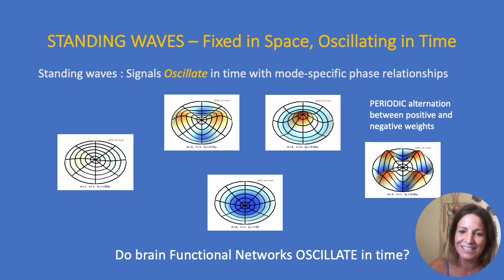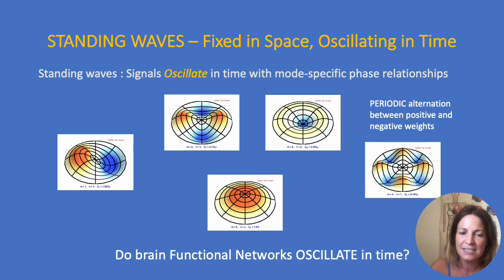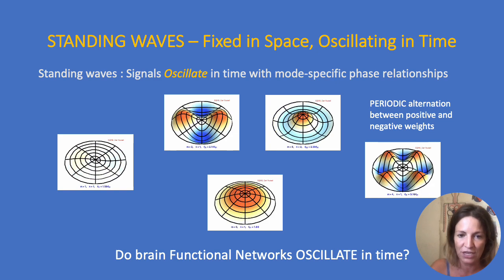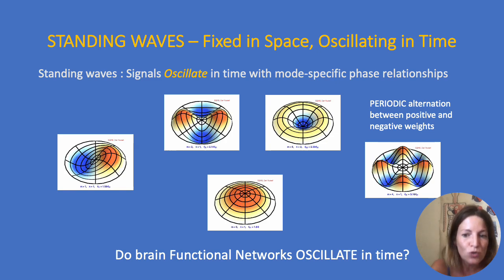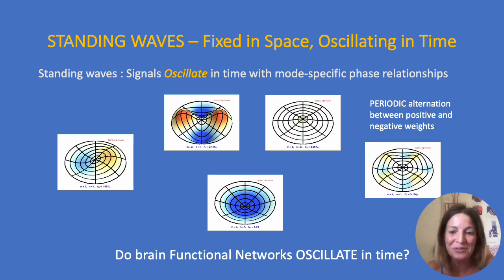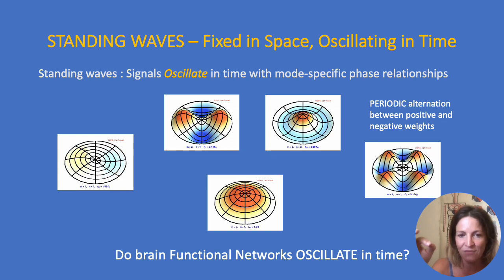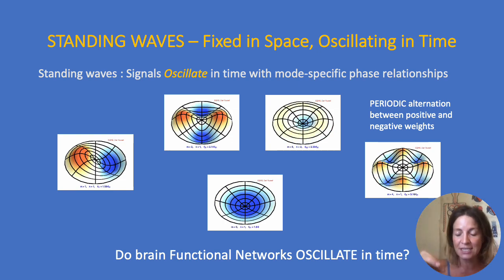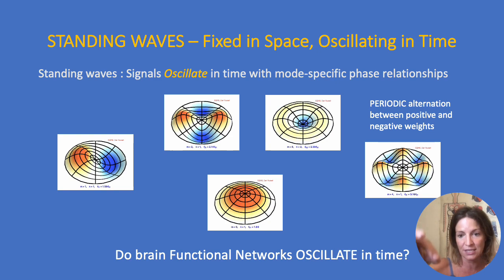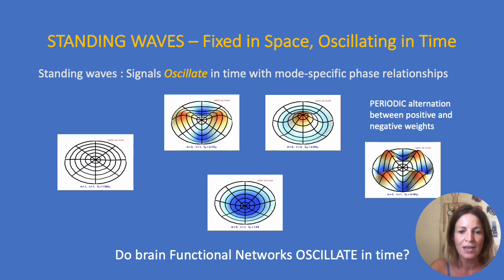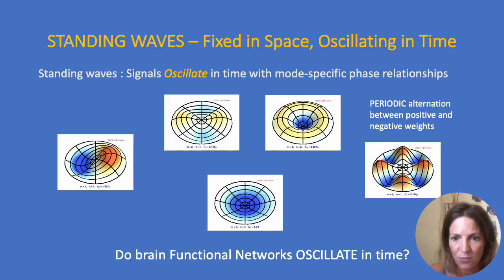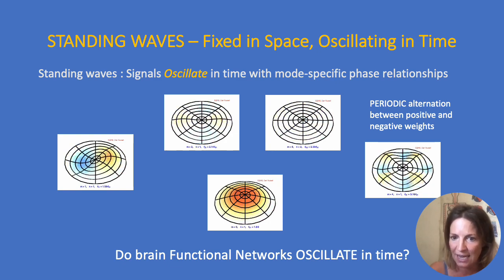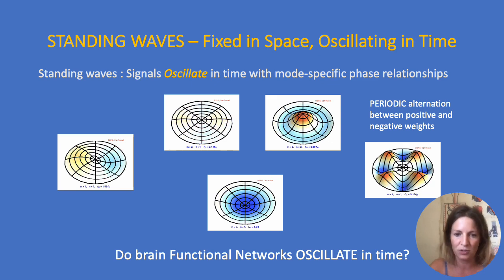Now, there's one thing that is usually not fully addressed, which is that in standing waves, the signals oscillate in time with very specific phase relationships. Which means that some voxels or some units in the system, so this is a continuum system, where some parts of the system will synchronize or oscillate in phase, whereas others will oscillate in antiphase with each other. So it's important to understand if the functional networks that we see in brain activity actually oscillate in time, to further validate this hypothesis.